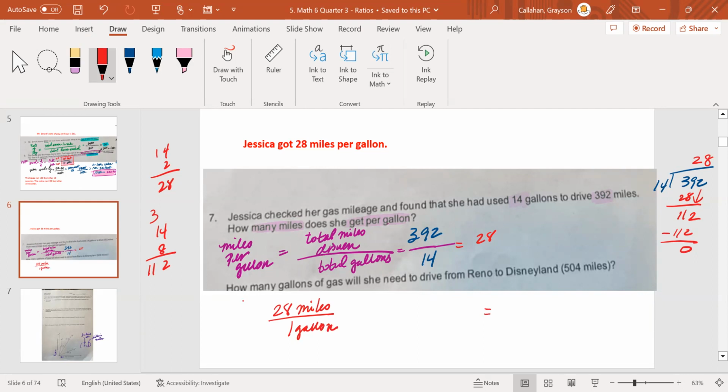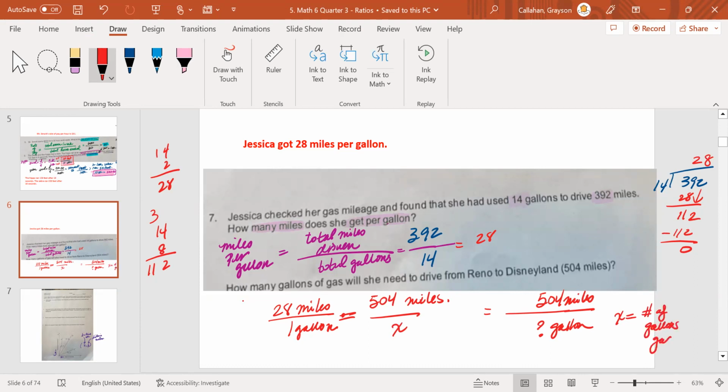This question is saying, if she drives 504 miles, how many gallons of gas does she need? Well, equal. Miles goes on top, 504 miles, right? What am I trying to find? X. What does X mean? X is the number of gallons of gas to drive 504 miles, right?